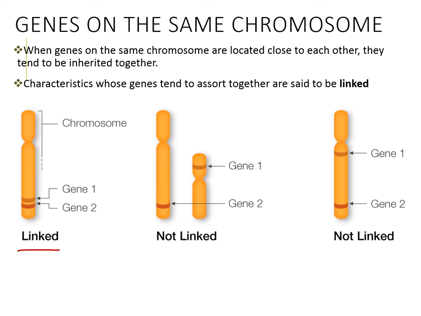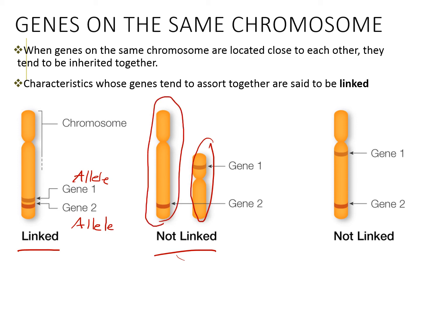So here, gene 1 and gene 2, if they are that close to each other on one chromosome, well, just think about it. If you inherit this chromosome, you're getting gene 1 and you're getting gene 2. And also, we should say, whatever allele there is on this particular chromosome for gene 1, you're getting that allele. That allele will be linked to this allele that is in gene 2. So not only are the genes linked, the alleles are also linked. Not linked would be gene 1 is on a separate chromosome here, and gene 2 is on a separate chromosome. So these will independently assort. So whether or not a gamete receives this large chromosome is independent of whether or not it receives this small chromosome. Independent means they have nothing to do with each other, right?